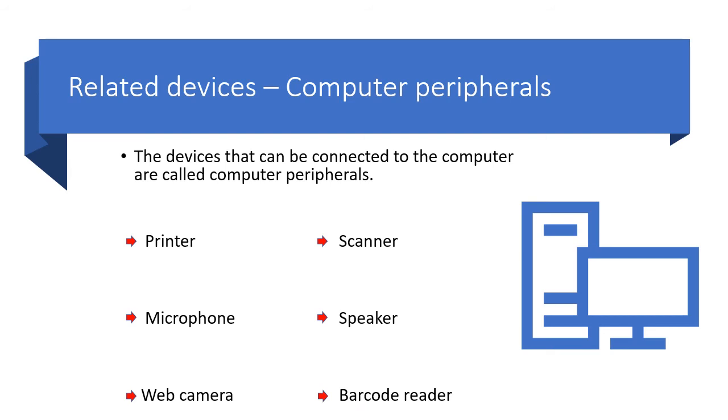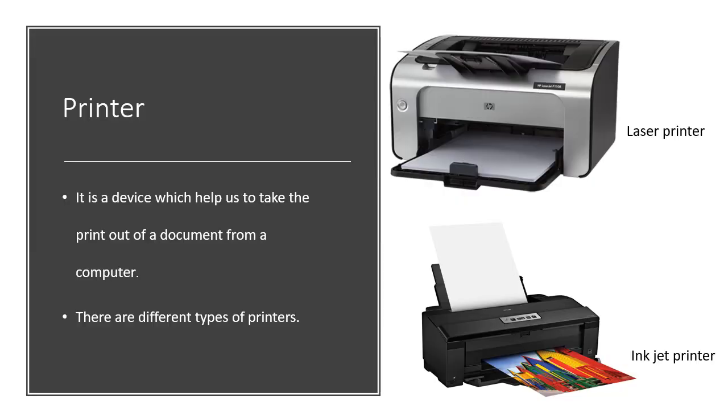First of all, printer. It is a device which helps us to take the printout of a document from a computer. And it's very clear that the printer provides us with the result from the computer. So we can call the printer an output device.